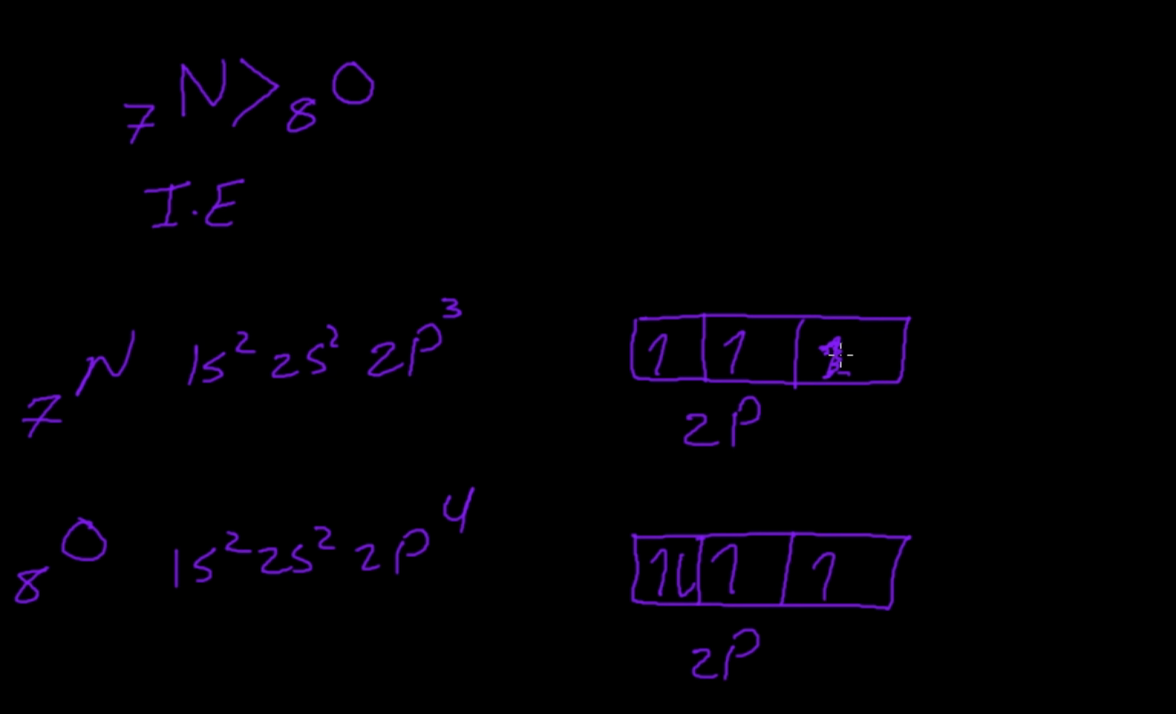Your sublevel is stable when it's half filled with electrons or completely filled. So you have a stable sublevel if it's completely filled with electrons or half filled with electrons. And now you destroy this stability, so it will need much higher energy to remove this electron.